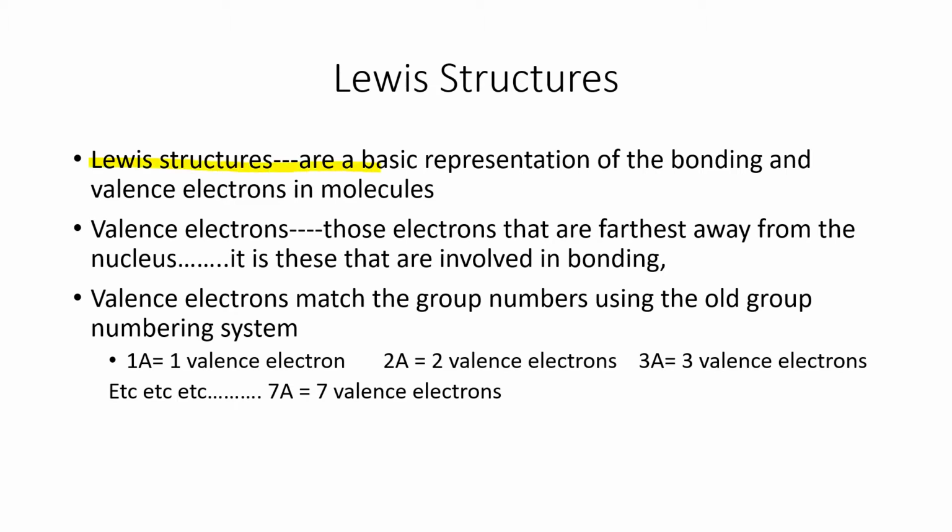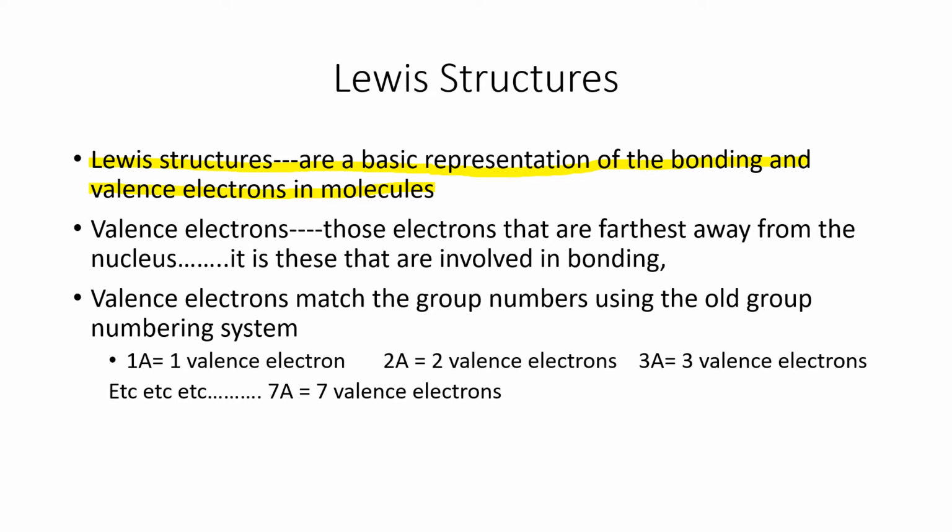Lewis structures are a very basic representation of the bonding and the valence electrons in molecules. So it gets at the bonding, where are the electrons? We get a little bit more detail about those very key electrons and what's happening with them.